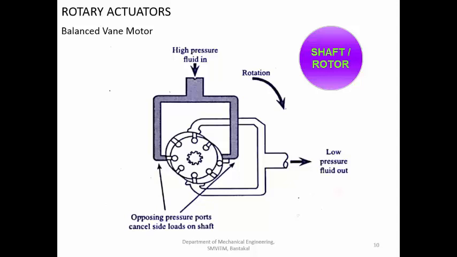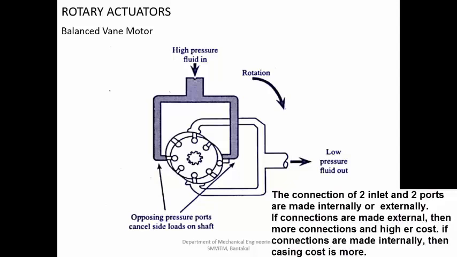So the speed of operation of the balanced vane motor will be higher than the speed of operation of the unbalanced vane motor. If the advantage is so good, then why is it not used? It is not used because you are having more number of ports, which means you have to make more connections. So the cost of the balanced vane motor will be on the higher side as compared to the cost of the unbalanced motor. Apart from that, the design of the casing is completely different in case of the balanced vane motor as compared to the unbalanced vane motor.